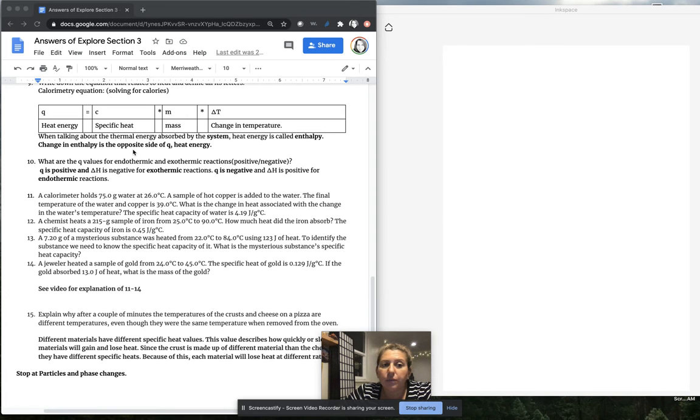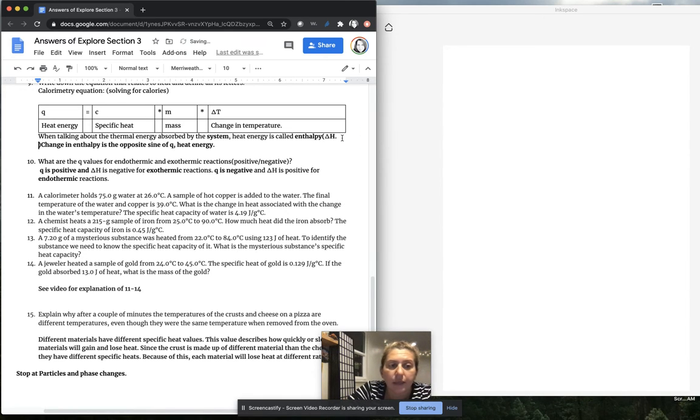And a change in enthalpy is the opposite sign of Q, which is your heat energy. So delta H is what's going to be represented with your enthalpy. So I'm just going to add that in there so you guys know, and it's right there on the sheet that you can see.